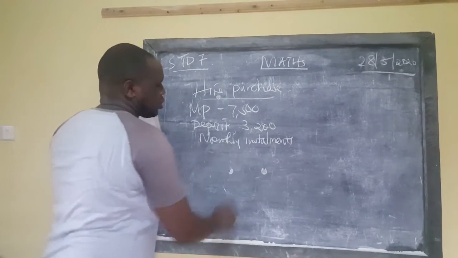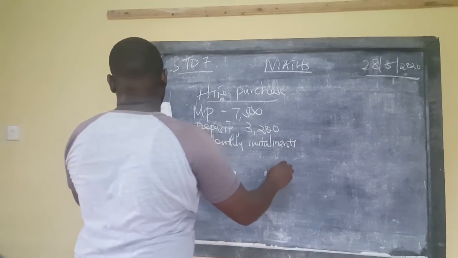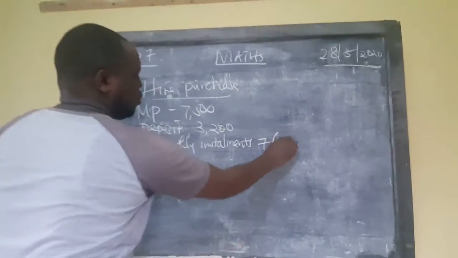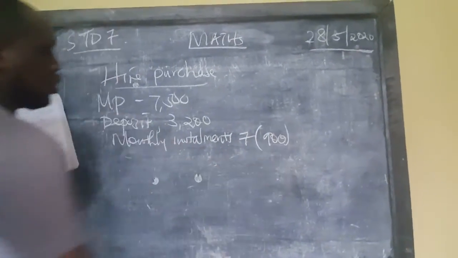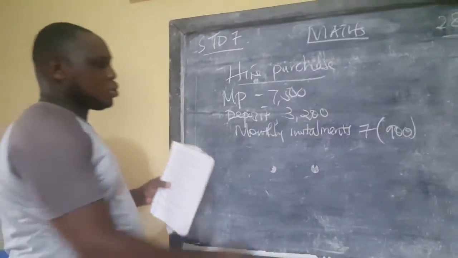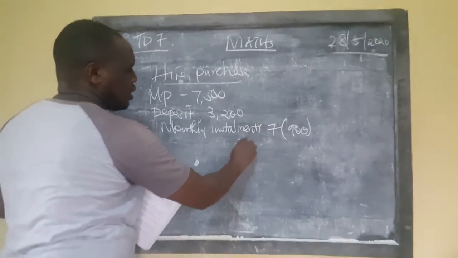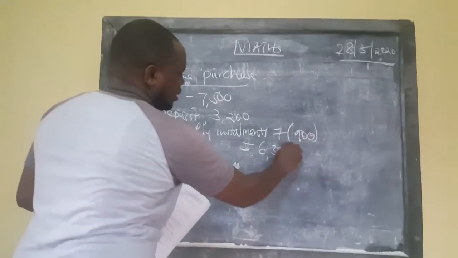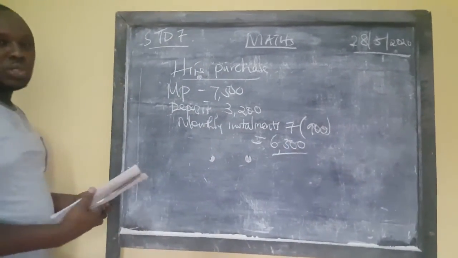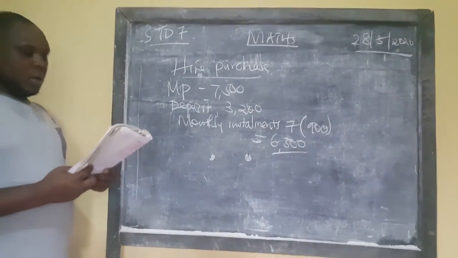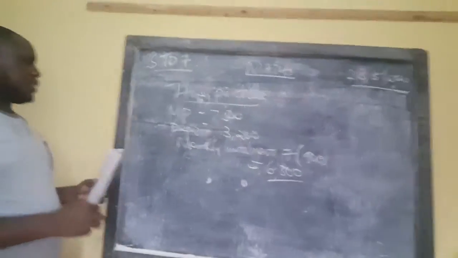The total monthly installments, they were over 7 months, and each month she was to pay 900. So the total monthly installment in this case is 6,300 shillings. How much did she pay for the TV set?